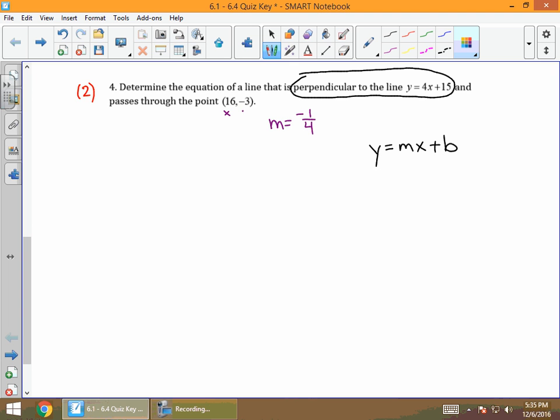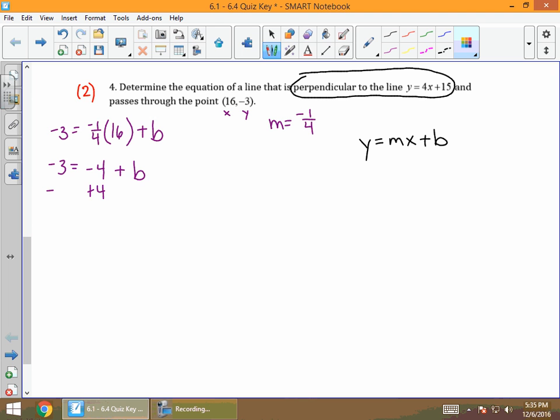This is my x value and my y value. And let's find b. So my y value is -3. My m value is -1/4. The x value is 16, plus b. All right. Well, -1 over 4 times 16 is -4 plus b. Add 4 to both sides. 1 is my b value. So now I have both parts. I have everything I need. What does y equal? y equals -1/4 x plus 1.